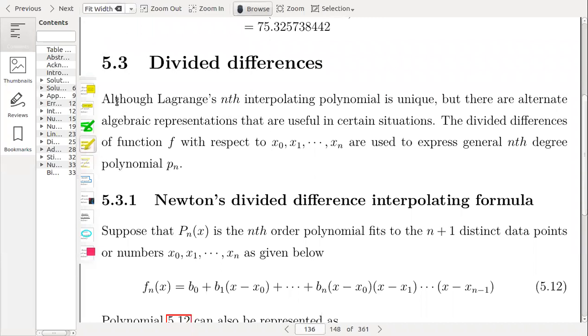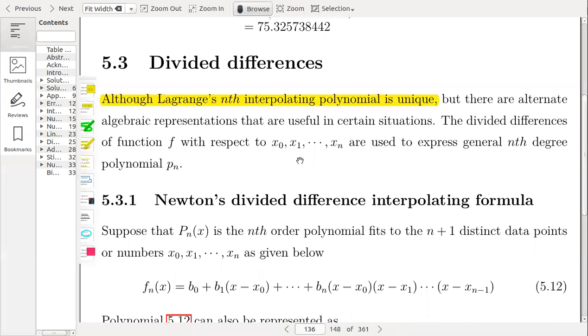So what is there to understand is that although Lagrange's nth interpolating polynomial is unique, so that is the advantage of the nth degree Lagrange's interpolating polynomial, and there is no other form of nth degree interpolating polynomial. But there are alternate algebraic representations that are useful in certain situations.